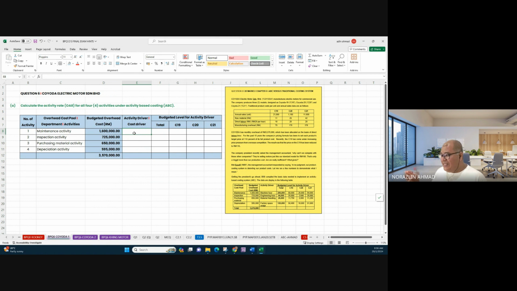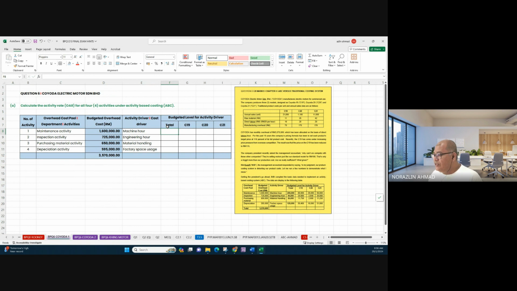Okay, so for the activity driver or cost driver, we have four different cost drivers in ABC in this question. The first one is machine hour. So different activity, different cost driver. One is machine hour. The second one is engineering hour. Then we have material handling, number of material handling. And the last one is factory space usage.